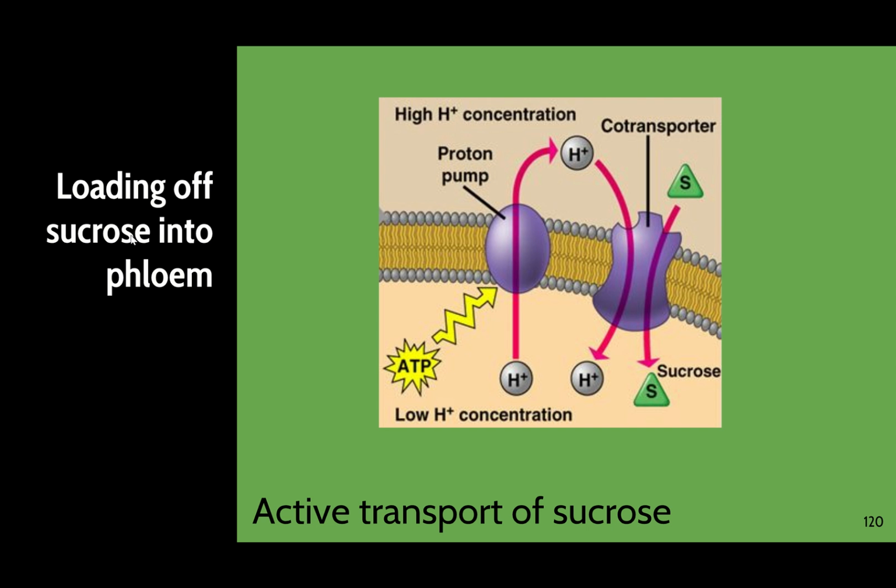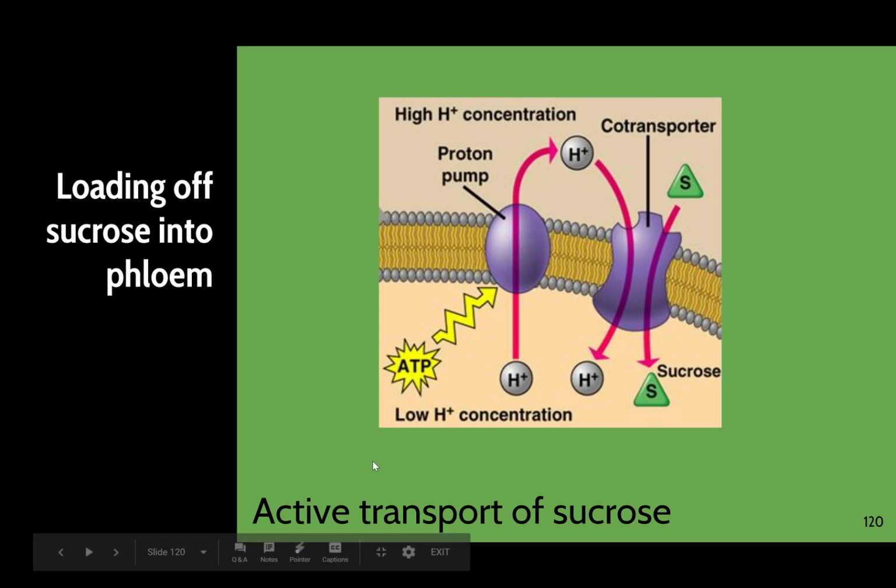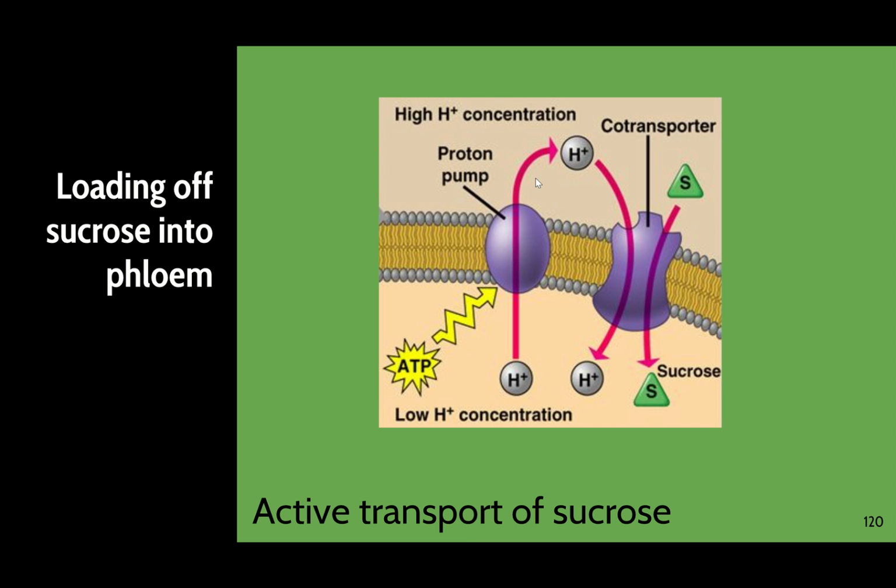So the loading of sucrose into the phloem actually occurs via active transport. So go back to our membrane transport systems. This is a lot of good review. Active transport is going to require ATP. So this sucrose loading is going to occur via a proton pump. We talked about a proton pump a couple lectures ago.